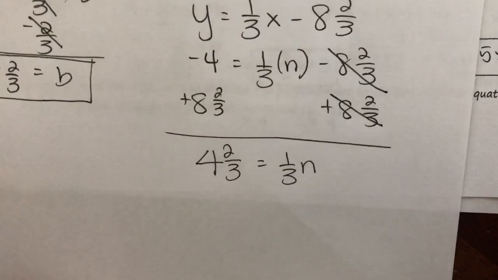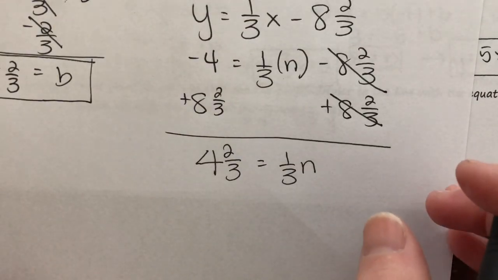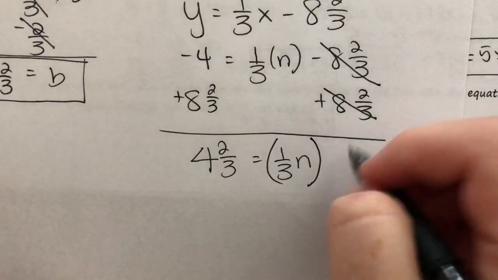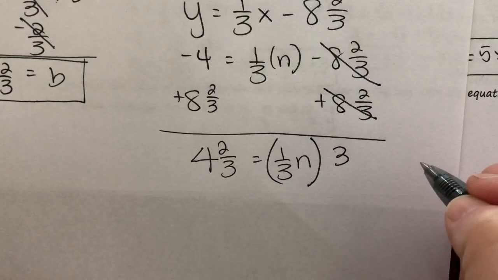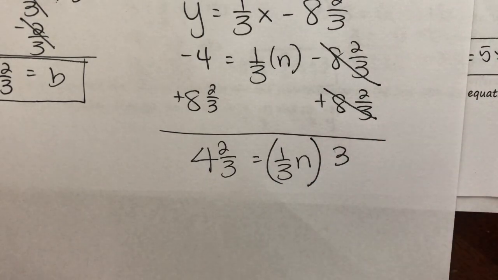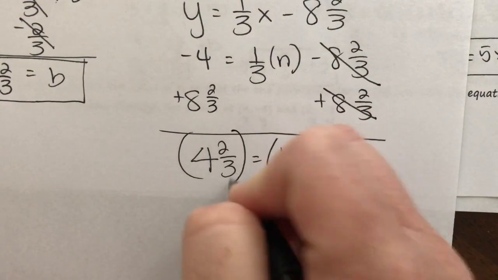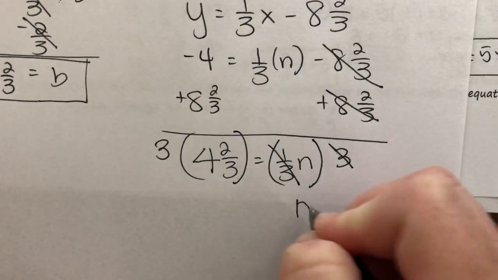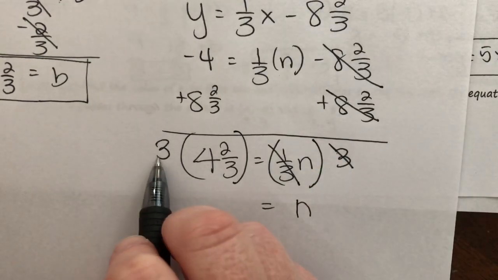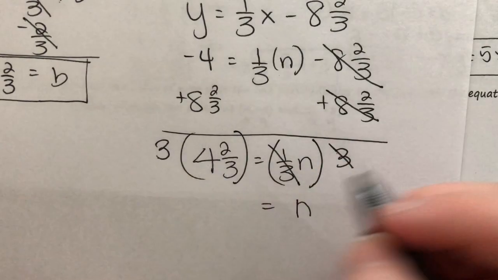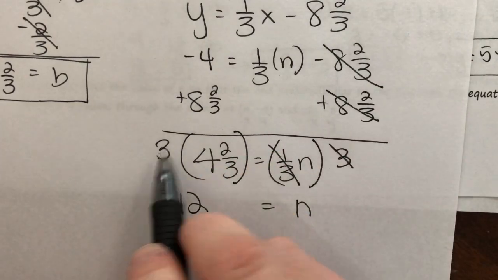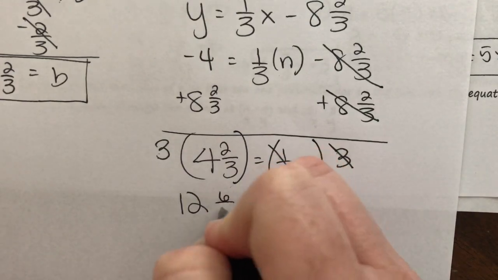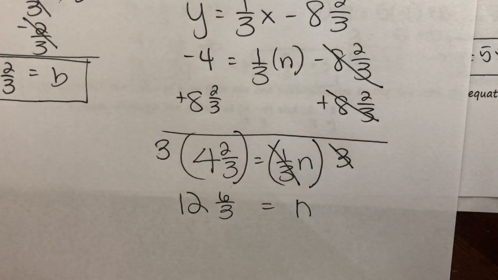Okay, and the very, very last thing I need to do is to get rid of this times 1/3. To get rid of a fraction, you multiply by the reciprocal. So I'm going to multiply by 3 over 1, which is just 3, right? It's just the number 3. So I'm going to multiply this side by 3. So this 1/3 and this 3 cancel. And for this side, I have to multiply the 4 by 3, so I'll get 12. And I have to multiply 2/3 times 3. So 3 times 2 is 6. That's 6/3. Right? So I get 12 and 6/3.